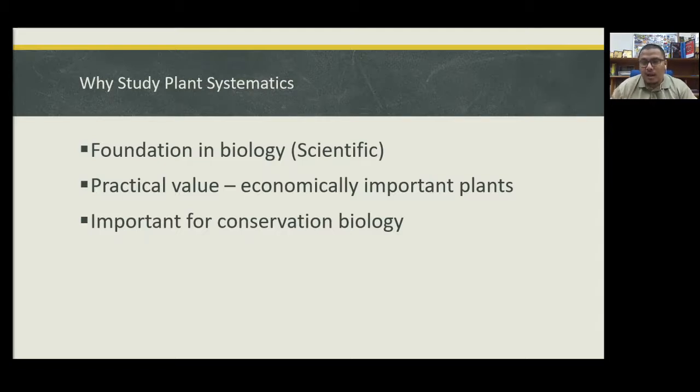That's how we know we have the same species: because of systematics, because we have people out there naming things and making sure that the names are applied correctly. This is really an integrative science. This is necessary for all the other sciences. We also work with economically important plants. Many times there is importance in conservation, for instance.